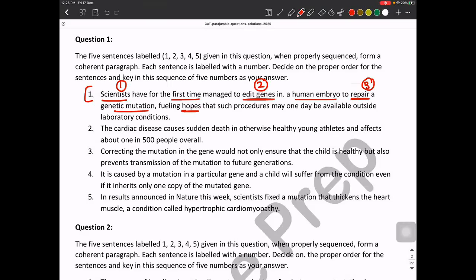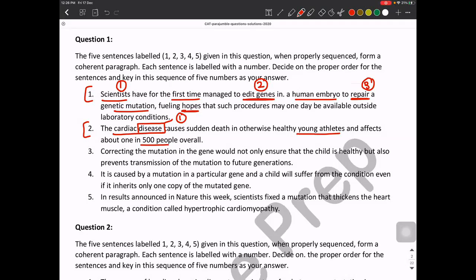And repairing the mutation. Then the second option says the cardiac disease. Now they are talking about disease, another aspect. It is not related to the very first option because in the first option, nothing was mentioned regarding the disease. So this is another aspect, first aspect. Causes sudden death in otherwise healthy young athletes and affects about 1 in 500 people overall.